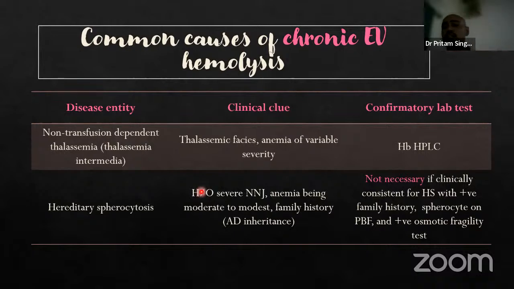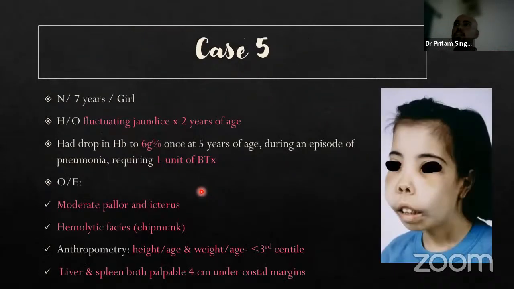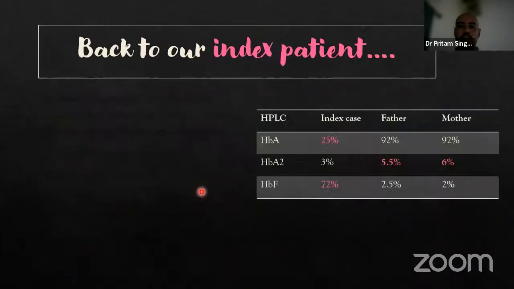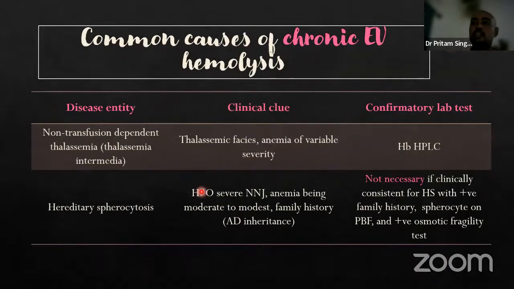So after you have discussed all this, can someone tell me what was the differential in that case? That case with chipmunk faces and all, this fellow. Yeah, it's non-transfusion dependent thalassemia, right? Because what I have told is that hereditary spherocytosis and others will hardly ever lead to chipmunk faces, right? So these are the typical clinical features of these situations. So NTDT will present with thalassemic faces and anemia of variable severity.